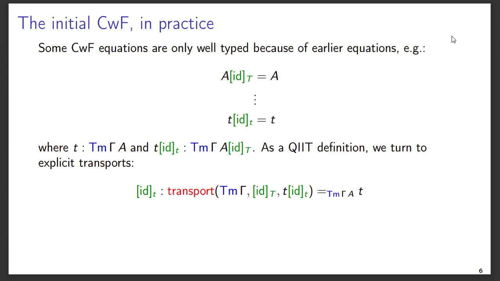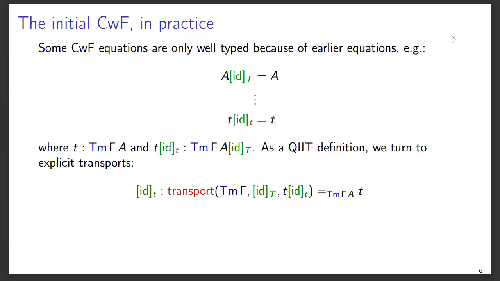And we also have the corresponding equation for terms. We have a term t and an identity substitution. Applying it should not do anything. But we notice that this equation here is only well typed because we had the previous equation. So little t here is a term of type A, say, and after I apply the identity substitution to it, it's a term of type A where I have applied the same identity substitution, which is okay because I had this previous equation. But if I didn't have that, then I would be in trouble.